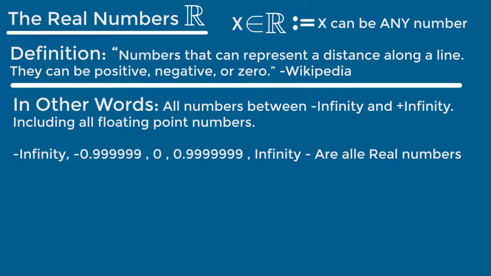Now we're going to be talking about the real numbers. The real numbers definition is numbers that can represent a distance along a line. They can be positive, negative, or zero. That basically means that all numbers are real numbers from minus infinity to plus infinity, including but not limited to everything dot an infinite amount of nines.